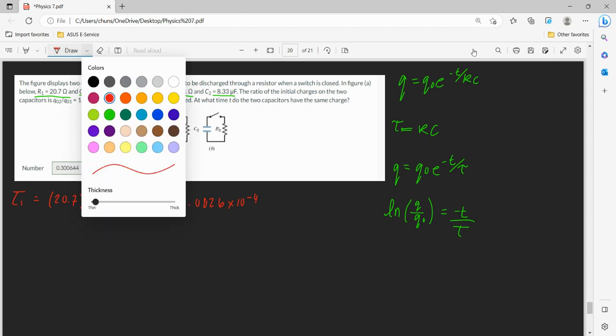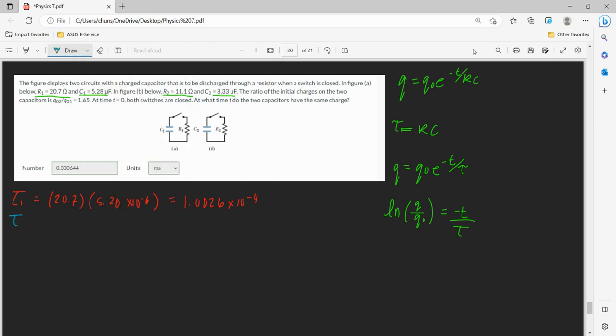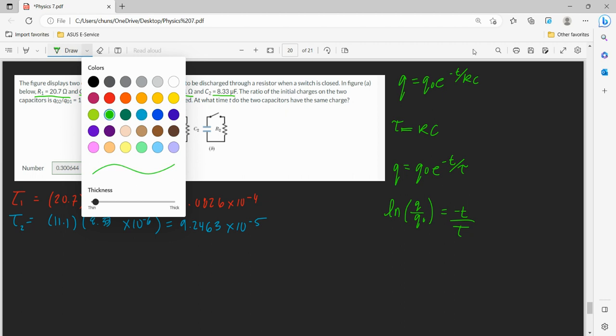And our second value for tau, I'm going to write in blue, is equal to 11.1 ohms times 8.33 times 10 to the negative 6 farads. So this is 11.1 times 8.33 times 10 to the negative 6. And this is 9.2463 times 10 to the negative 5. Sorry, I didn't quite finish isolating for t.